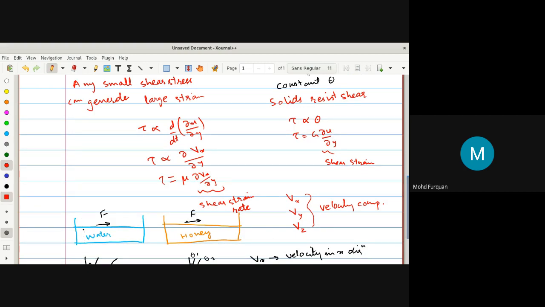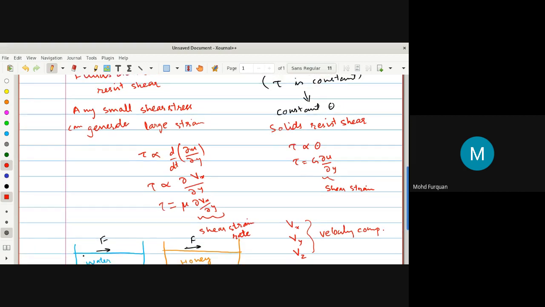Okay. Now coming to how did this come? This is basically an experimental fact. I'll describe that experiment from which this comes in detail. The experiment is similar to what I described here. This experiment was done systematically for the first time by Newton. That's why we use Newton's name for the law of viscosity.